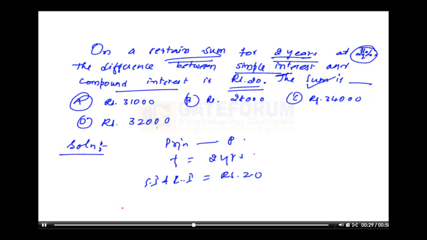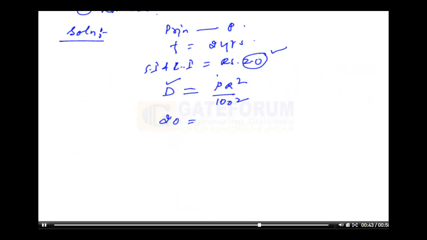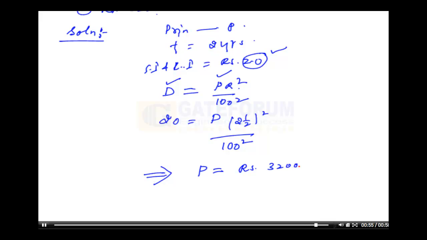Now, as we discussed earlier, we know the formula. The difference between simple interest and compound interest, that is D, is given by the formula P (R by 100) whole square. Now, D is nothing but the difference, which is given as 20. And the principal we have to find, and the rate of interest is given as (2.5 by 100) square. If we simplify, we'll get the value of P as rupees 32,000. That is nothing but option D.